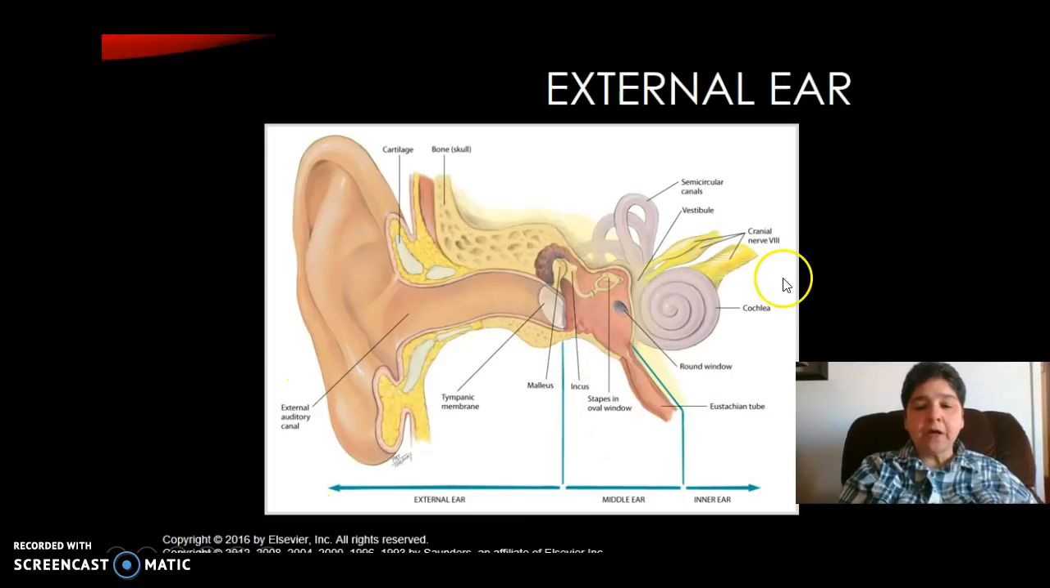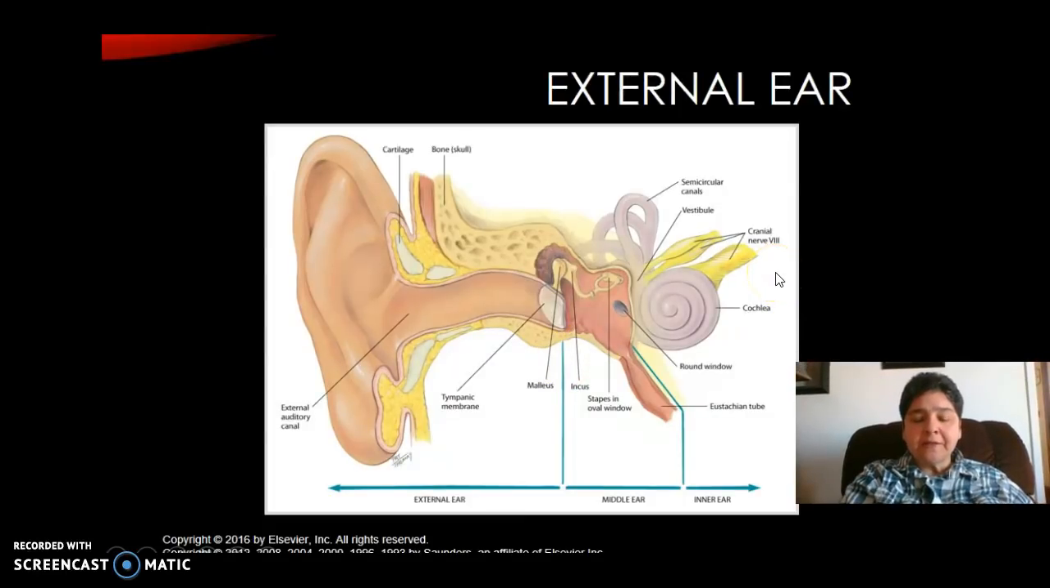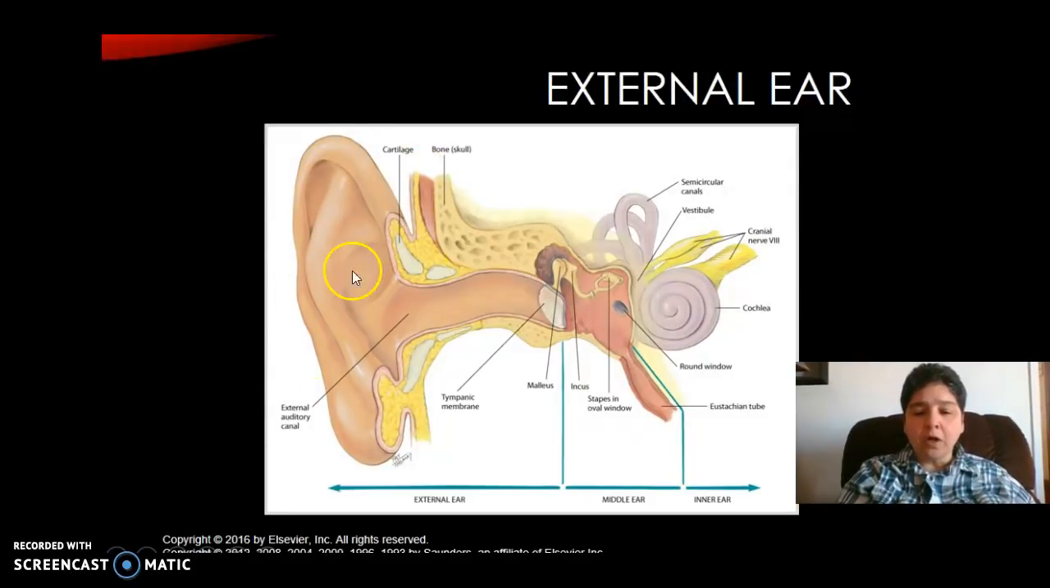All right, so here's a good picture of the ear, and you will see the external ear here, the pinna, the auricle or the pinna, the eardrum. Here's the tympanic membrane. The malleus or the hammer is here. Here is the incus, and then here is the stapes. And then it goes into the inner ear, and that's where a lot of your sense of equilibrium comes into play.